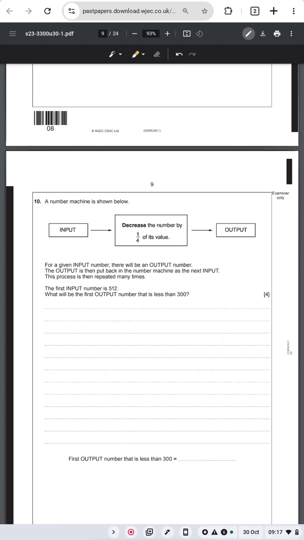Number 10. A number machine is shown below. Input, decrease the number by a quarter of its value, output. For a given input number, there will be an output number. The output number is then fed back into the machine as the next input. This process is repeated many times. The input number is 512. What will be the first output number which is less than 300?